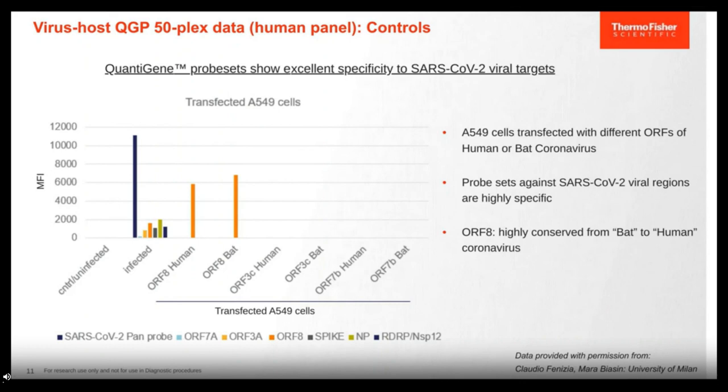You can see that the transfected SARS-CoV-2 ORFs were specifically measured in the respective samples. However, ORF8 is highly conserved across bat and human coronavirus, and this can be seen by strong and comparable signals between the ORF8 human and ORF8 bat samples. As ORF3C and 7B are not a part of the panel, they do not show any signal in the transfected cells.